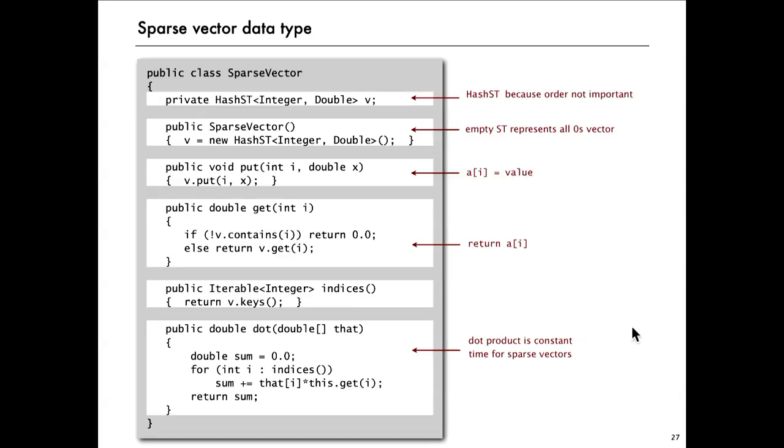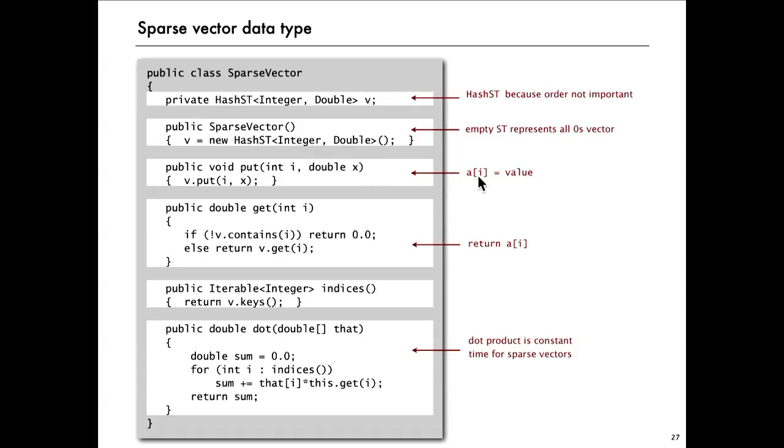So here's what the implementation of a sparse vector might look like. First thing is the representation is going to be a symbol table, and in this case we might as well use a hash table because the order in which we process things is not important. We just want to get at all the non-zero entries. The constructor is going to create a new symbol table that associates integer indices with double values.